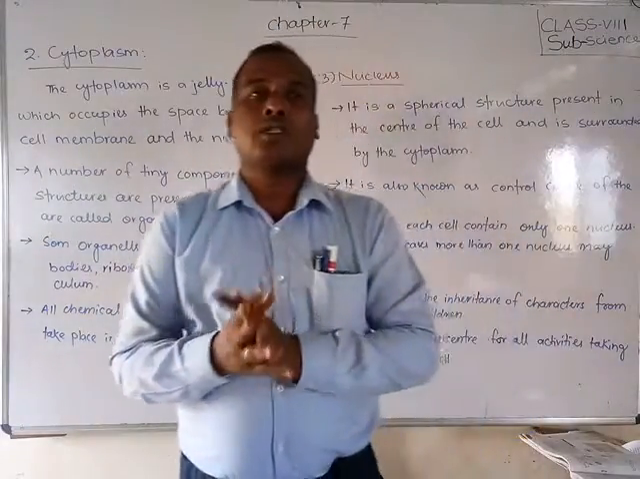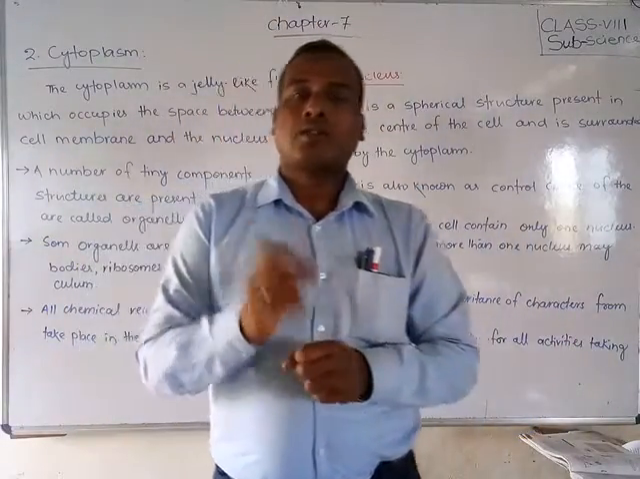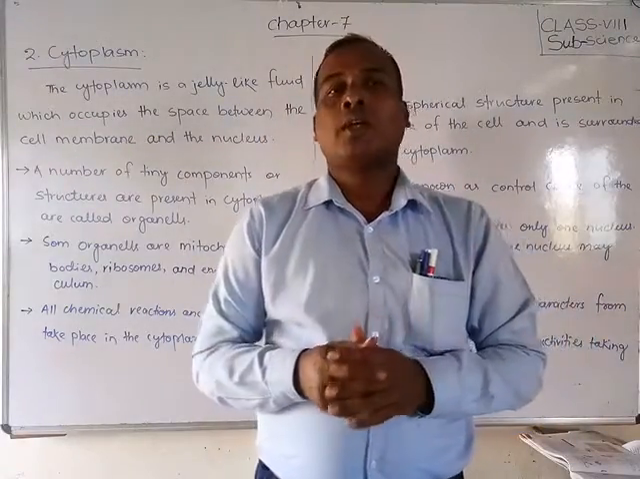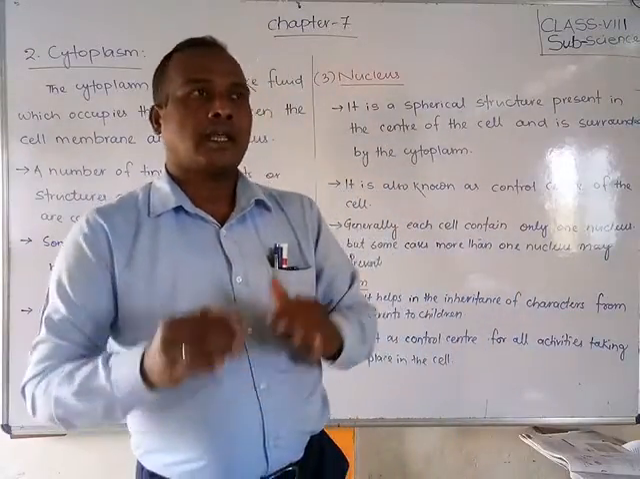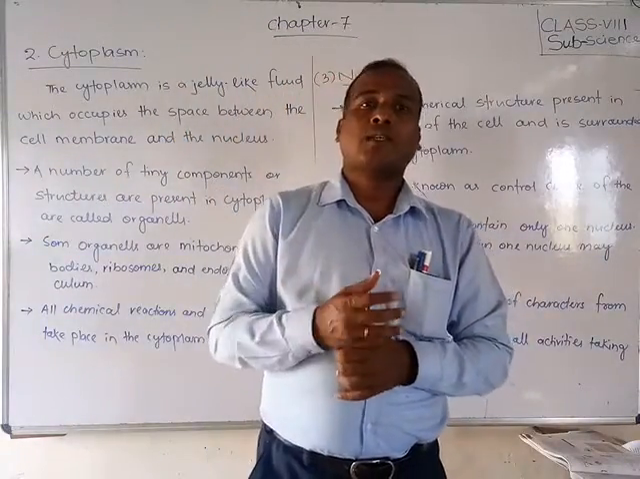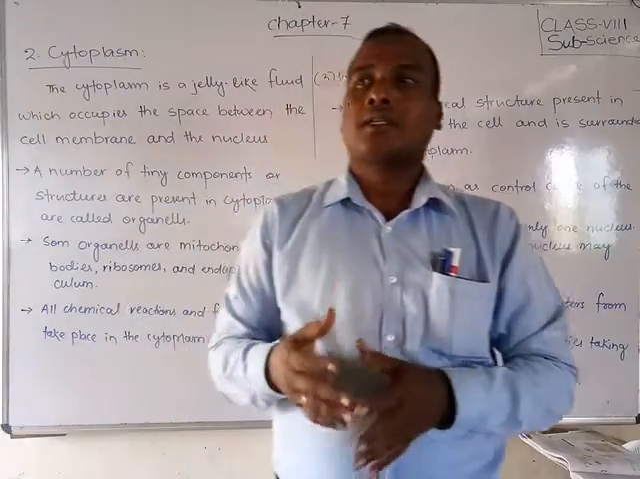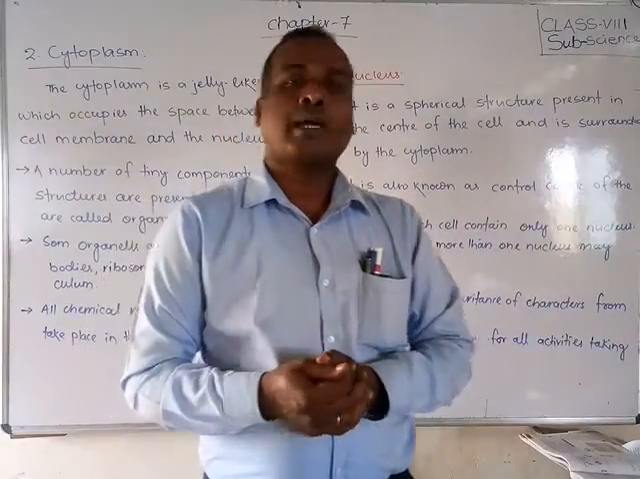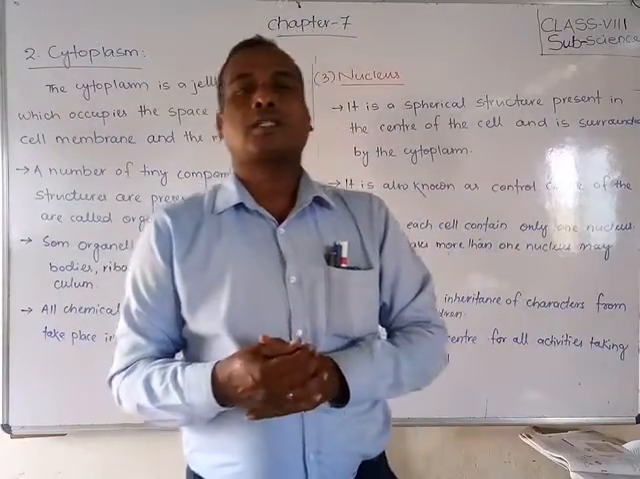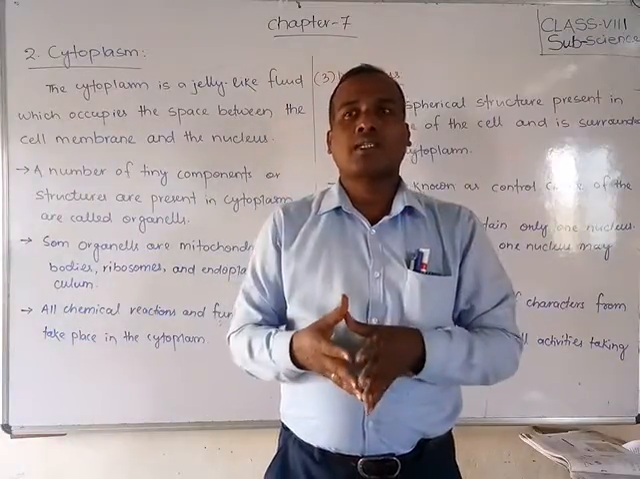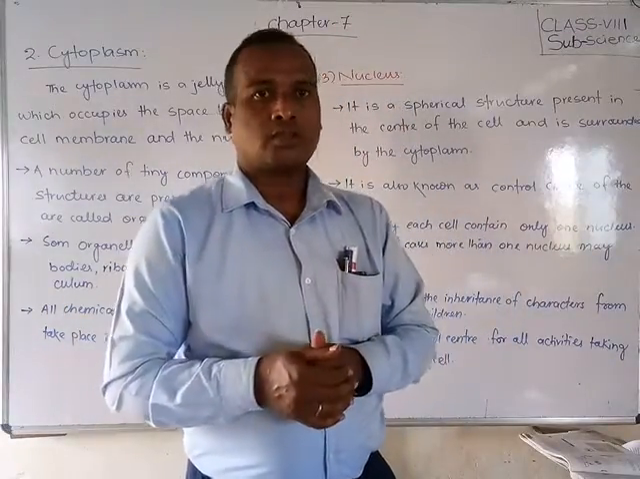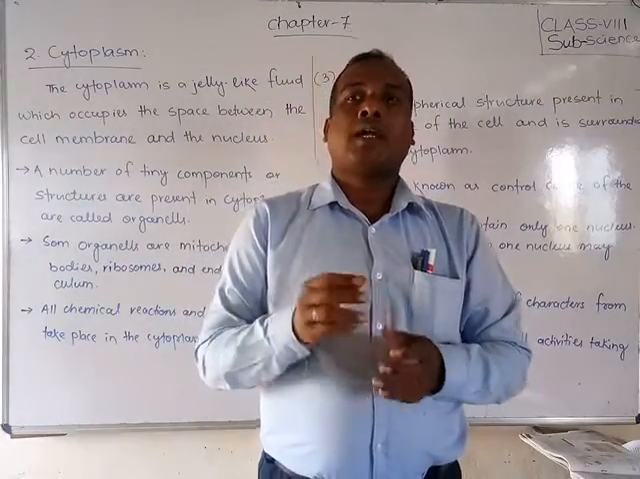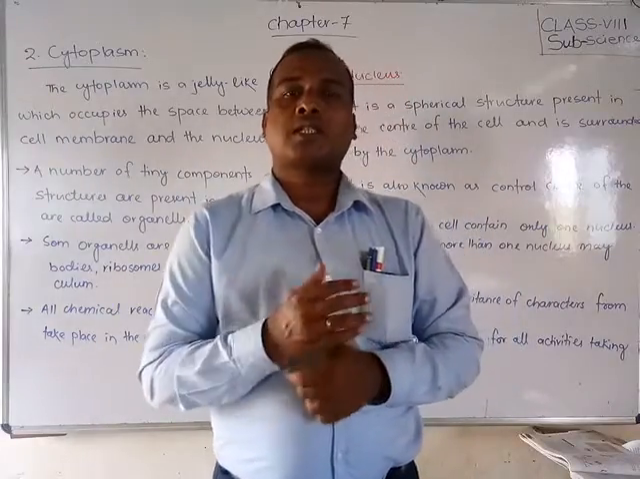Cyto, from the Latin name, means something like holes, or empty spaces. So cytoplasm is a jelly structure which contains organelles like mitochondria and Golgi bodies. These organelles are present in the cytoplasm, which lies between the nucleus and the cell membrane, and it is a liquid jelly-type structure.